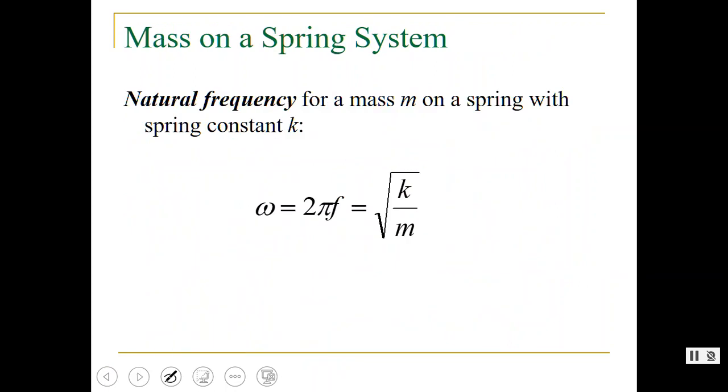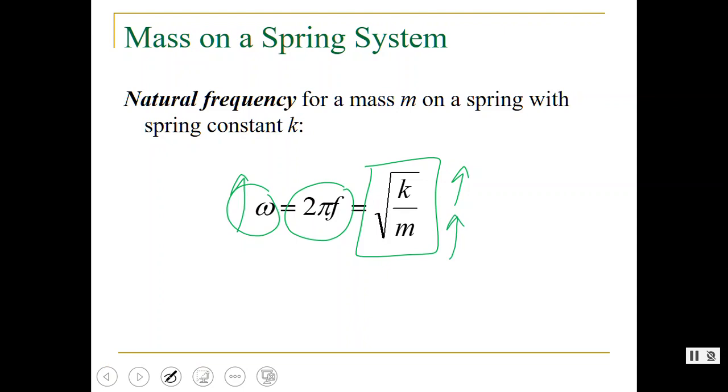Now, basically, every mass spring system has what we call a natural frequency. And this is the natural frequency in terms of omega here, or it's the same thing as 2 pi f, and that's going to be the square root of k over m. So basically what this tells you, if you have a larger k, which is a stiffer spring, then you're going to get a larger angular frequency. So it's going to oscillate faster. If you have a bigger mass, you're going to have a smaller angular frequency. So your bigger mass is going to oscillate more slowly.